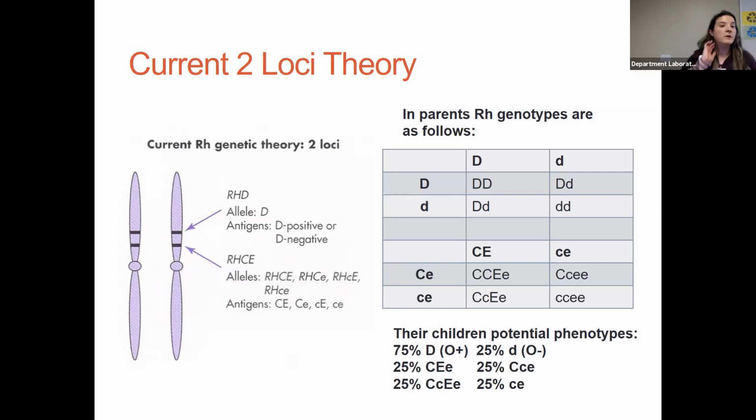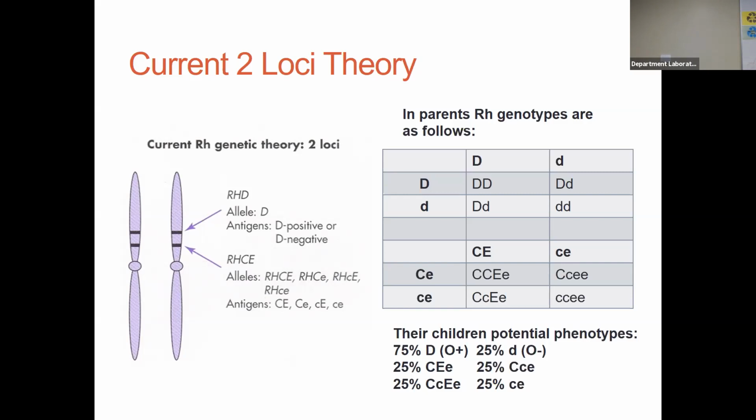So if you don't have the D antigen, can you not express CE? You can. So they're inherited independent of each other. So you could be D negative, but you could be big C, big E positive. There are two different loci, so they're inherited separately. They're not dependent on each other. Does that make sense? Mm-hmm.